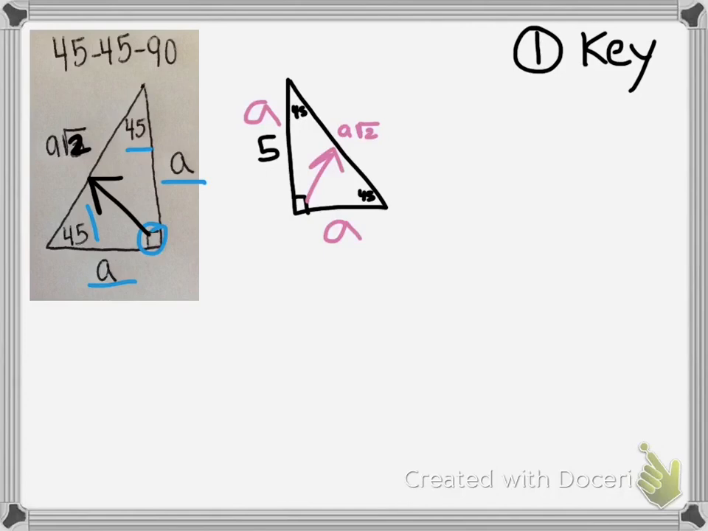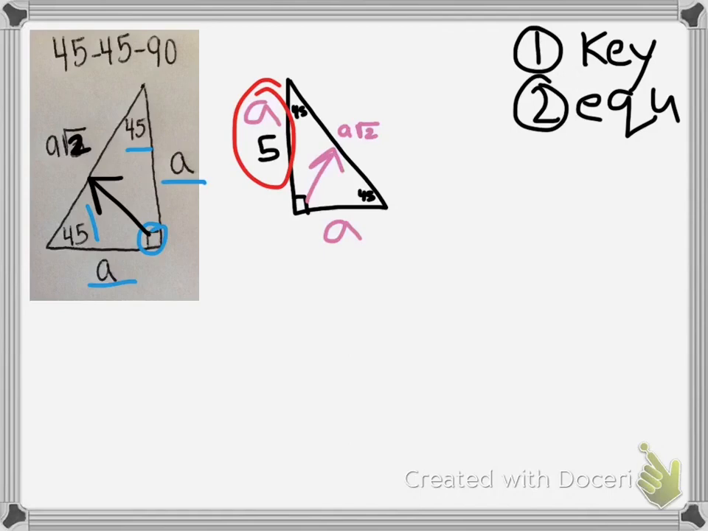Now, when you do that, you are going to only have one side that has both an expression and a number. Notice only one side has two things, this side here. This only has one, this only has one. That's not what we want, because we are going to write an equation, and in order to have an equation, we need two things. So step 2 is our equation.